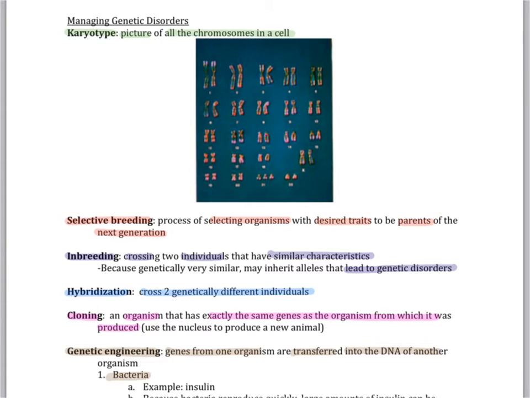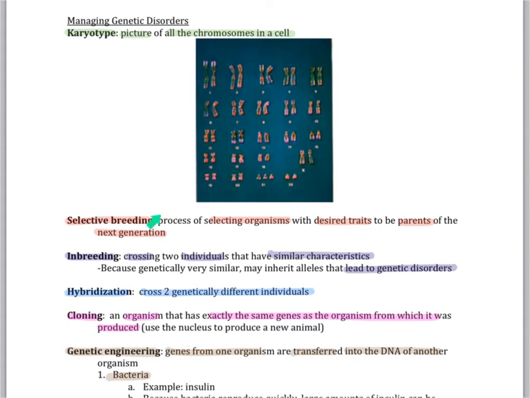One thing that scientists have been able to do is develop the technology to create something called a karyotype, which is simply a picture of all of the chromosomes in a cell. And this image here is an example of a karyotype of the human chromosomes. You can see here that they are grouped in pairs, and you can see that each of the chromosome pairs looks a little bit different. Remember that each chromosome has different genes on it.